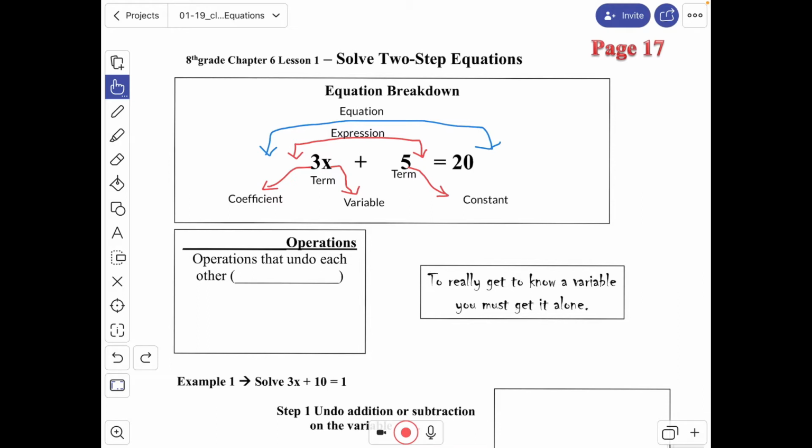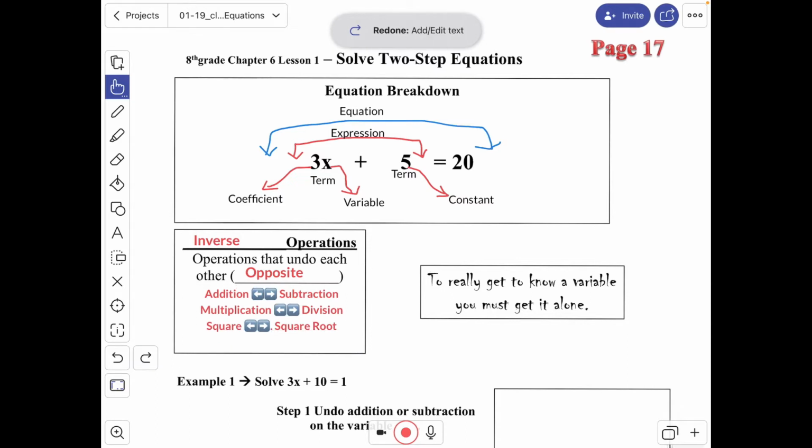To solve a two-step equation, or to solve any equation, we use inverse operations. Inverse just means opposite, because opposite operations undo each other. So, for example, addition undoes subtraction, and subtraction undoes addition, because they are opposite. And then there's multiplication and division. Those are opposites. And the new one is squares. Square and square root are opposites. So those are opposites, and they undo each other.